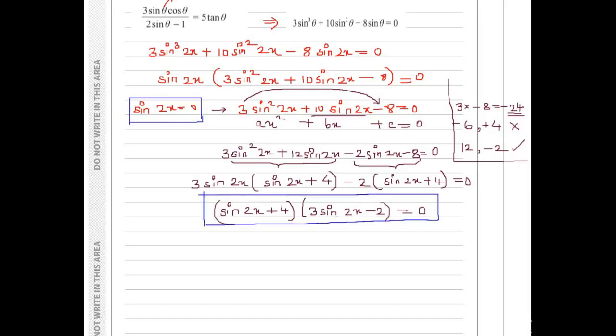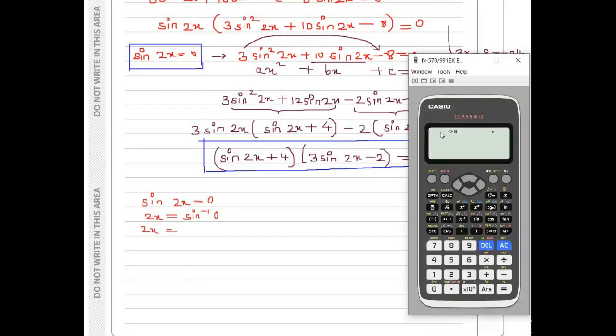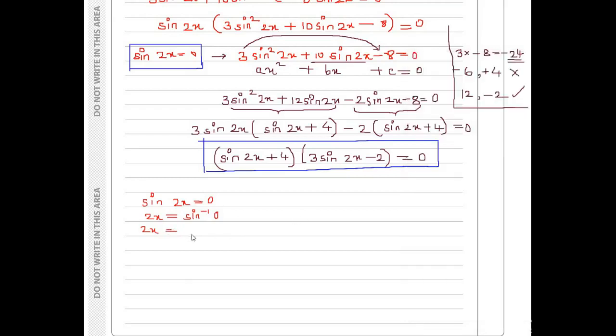Let us solve them one by one, starting with sine 2x equal to 0. We take the inverse, so 2x is equal to sine inverse of 0. If you put it in your calculator, shift sine, sine inverse of 0 equals 0. So we get x equal to 0 over 2, which is nothing but 0.